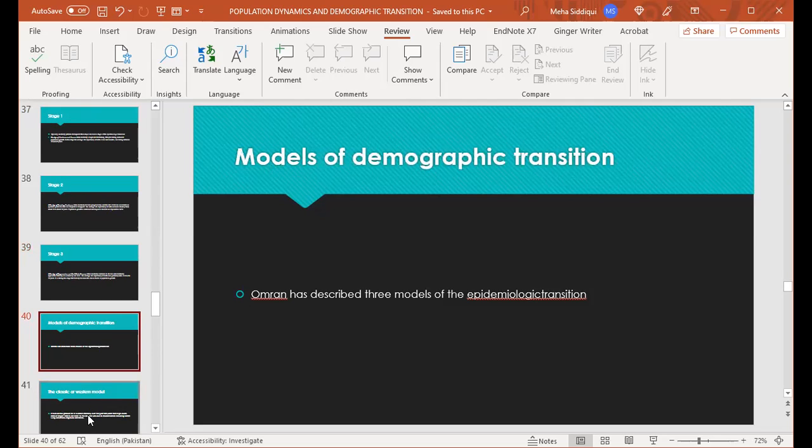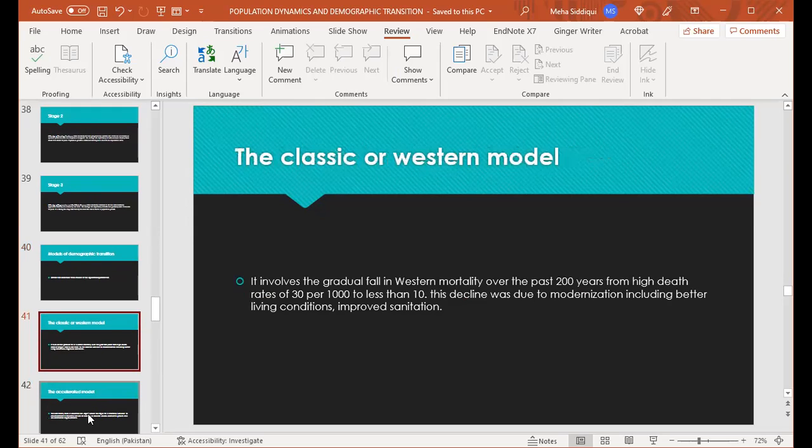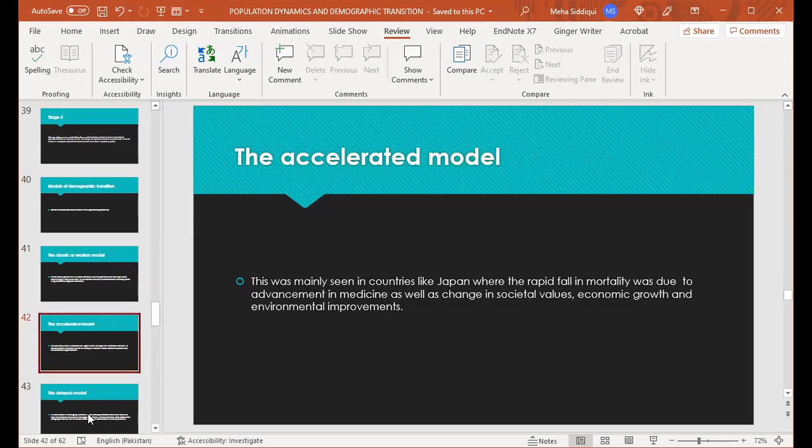Now, models of demographic transition. Omran has described three models of the epidemiologic transition. First is the classic or Western model. It involves the gradual fall in Western mortality over the past 200 years, from high death rates of 30 per thousand to less than 10. This decline was due to modernization, including better living conditions and improved sanitation.